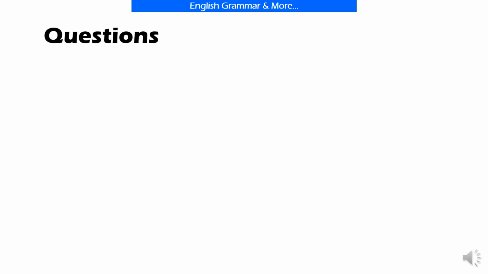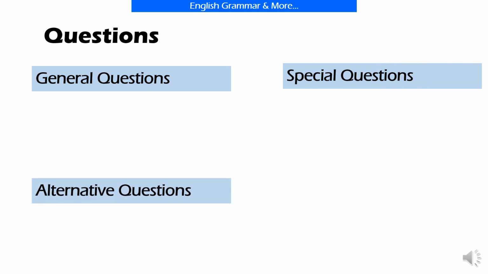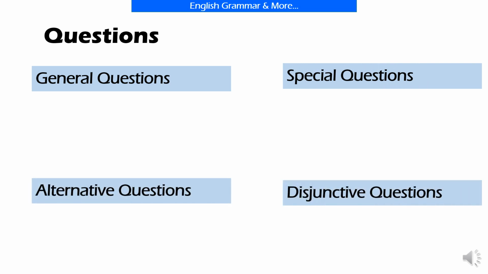In English, there are 4 types of questions. These are general questions, special questions, alternative questions, and disjunctive questions. Now, we'll use one example per each question type to see the difference among them. And I believe it will be helpful if we use one affirmative sentence such as "she lives in London" and ask all questions in relation to this sentence to see the difference more clearly. Now let's get started with the questions.